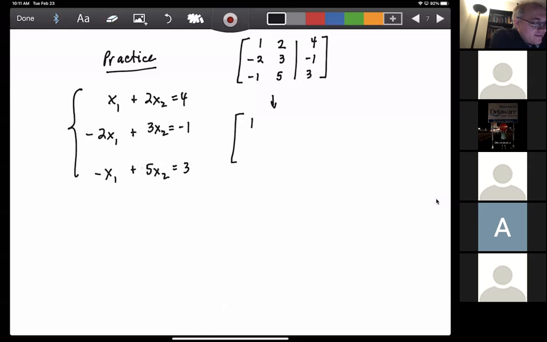So I like that first row as it is. I'm going to multiply the first row by 2 and add it to the second row. And I'm going to multiply the first row by 1, right? So I'm just going to take the first row, add it to the third row to get my 0 there. Okay. So everyone following along so far?